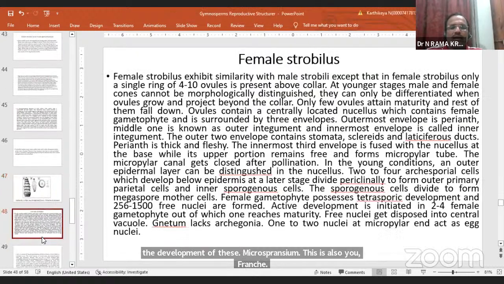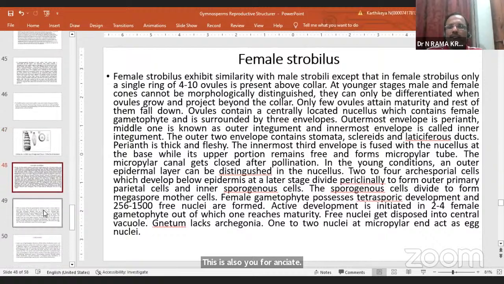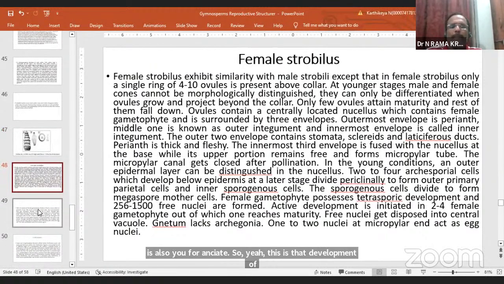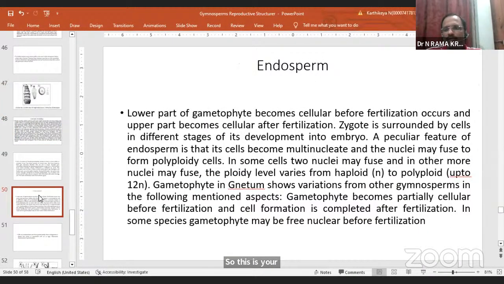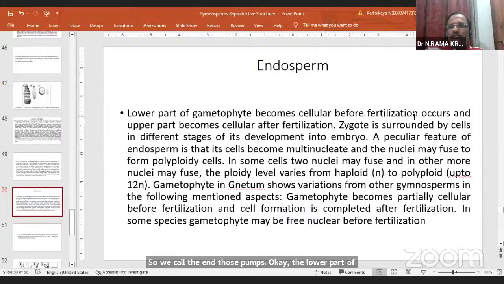Here is the development of the female. You already know very well there is an ovule-like structure. After fertilization, it is modified into one special type of structure, which we call endosperm. The lower part of the gametophyte becomes cellular before fertilization occurs, and the upper part becomes cellular after fertilization. The zygote is surrounded by cells in different stages of its development into embryos.